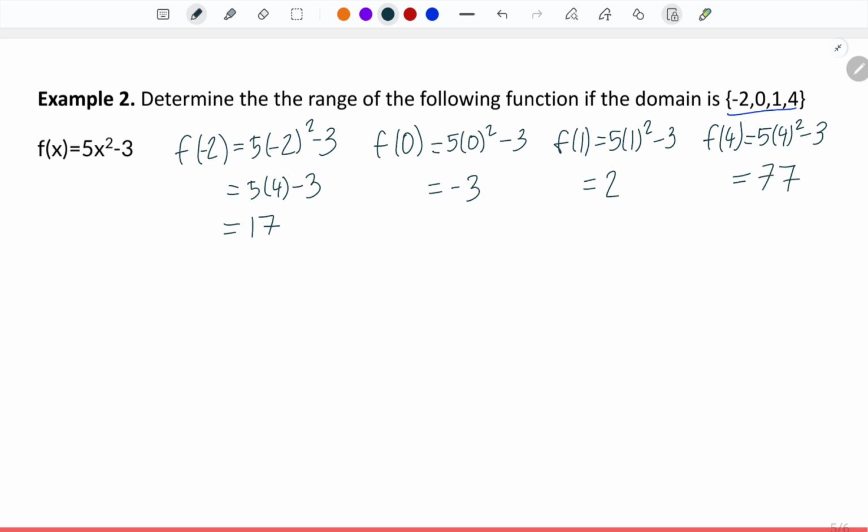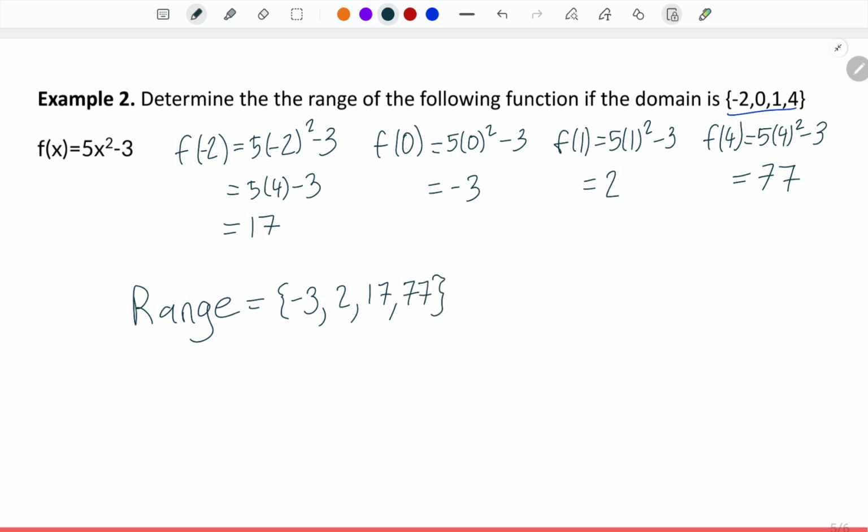Okay, so now we can write the range. Just in terms of nice math, when we're listing our domains and ranges, we like to list things from least to greatest. So even though I inputted the domain and got 17, -3, 2, 77, it's not from least to greatest. But when we actually list our range, we can still list it from the least to the greatest. So -3, 2, 17, 77.